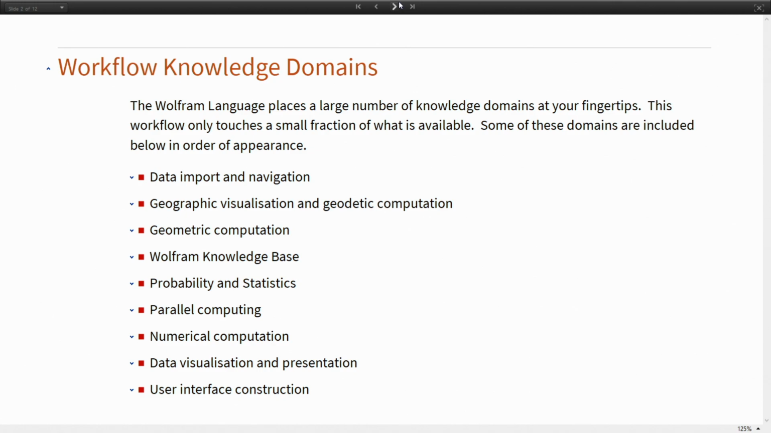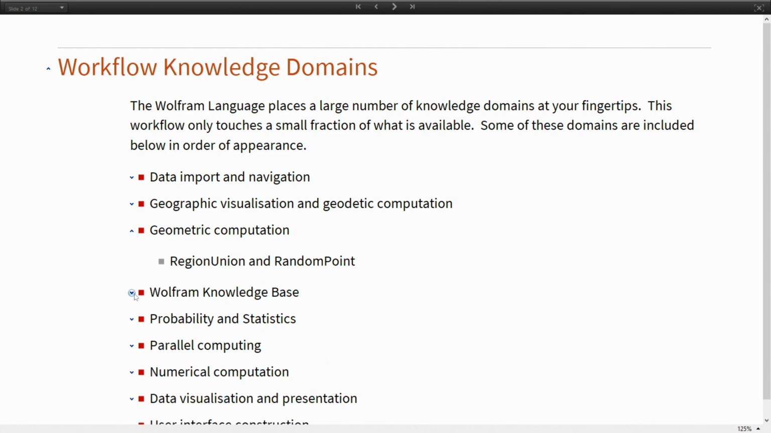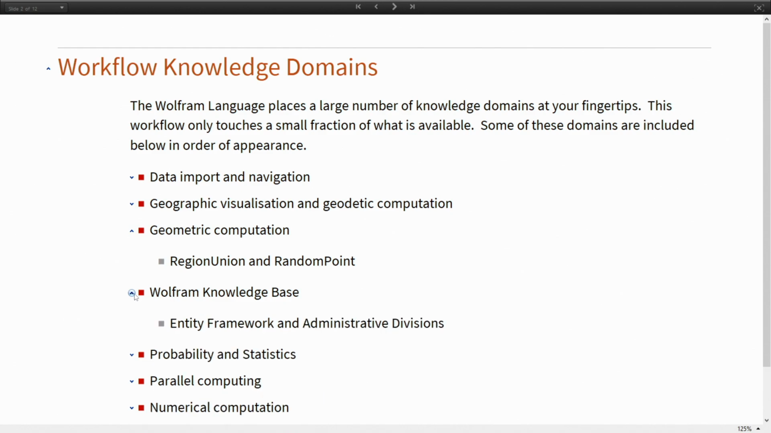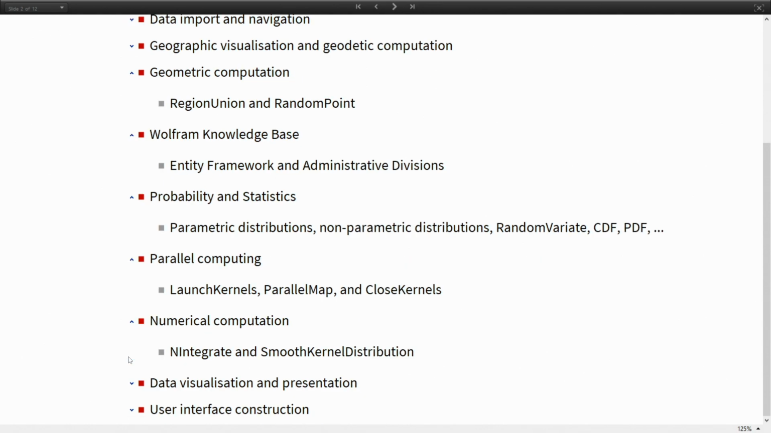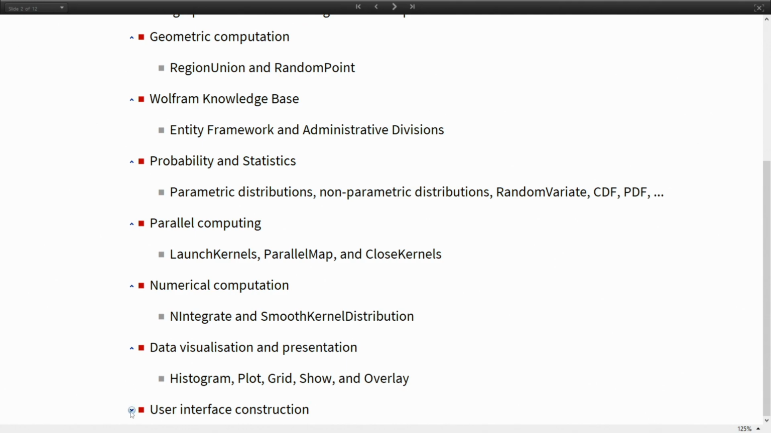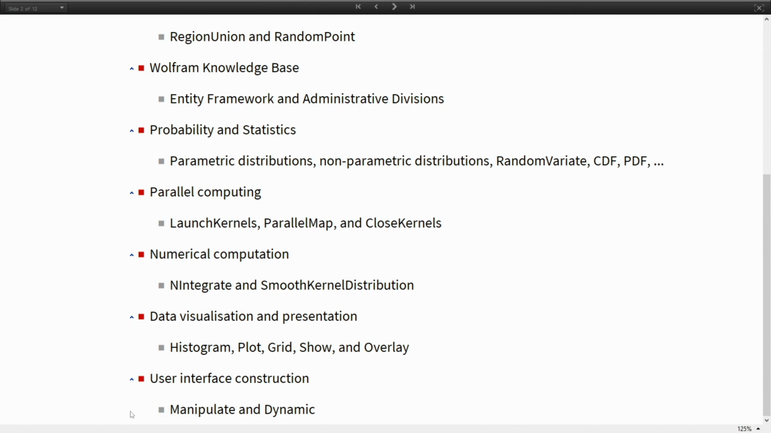In this workflow, what I've listed here are just a few of the domains that this workflow covers. You can see we're going to be doing data import and navigation, geographic visualization and geodetic computation, geometric computation, and you'll have this slide. Under each one of these areas, I give you an idea of some of the functions being used from those knowledge domains. Knowledge base, we're going to be doing things with entity framework and administrative divisions, probability and statistics. We'll touch on parametric and non-parametric distributions, random variates, cumulative and probability density functions. We're also going to do a bit of parallel computing, numerical computation, data visualization and presentation, and even some basic user interface construction. All of these knowledge domains, and this is a tiny fraction of what the Wolfram language provides you, we're going to make use of in this presentation.